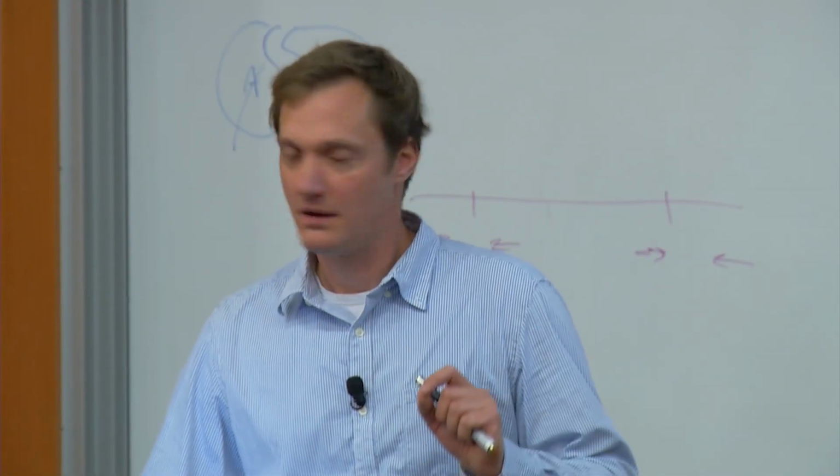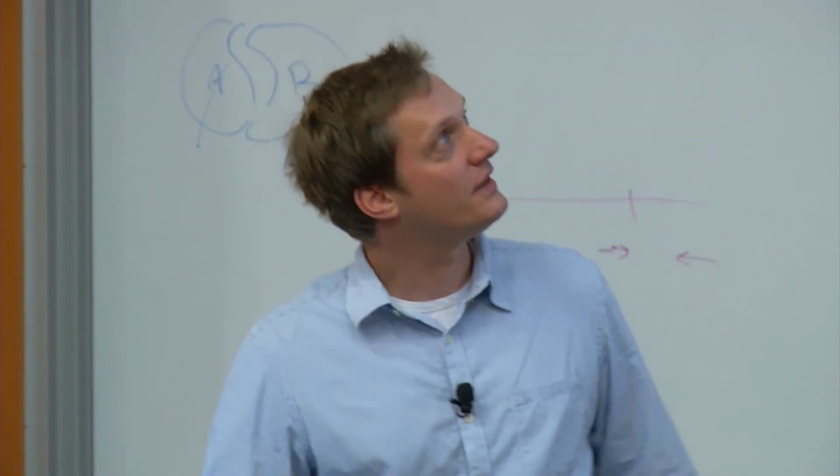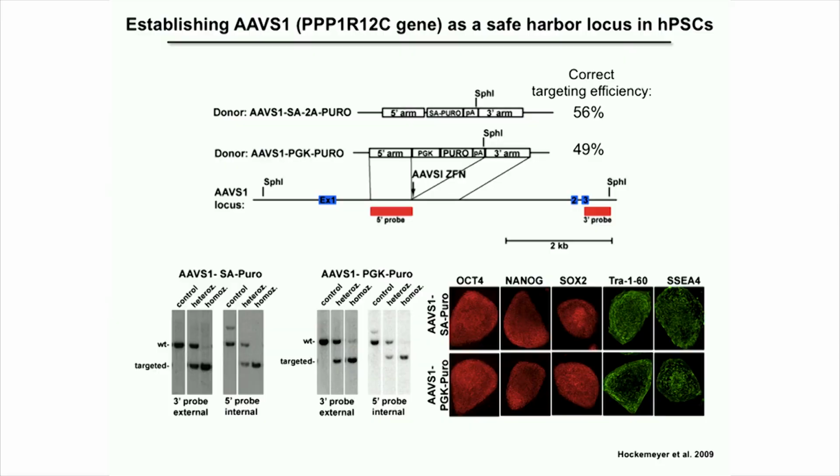Based on these findings, we decided to use site-specific nucleases that cut at this AAVS1 locus. And we generated donor plasmids that bear homology to the left and the right side of this cut. In this experiment, we did a first comparison. We applied two targeting strategies.